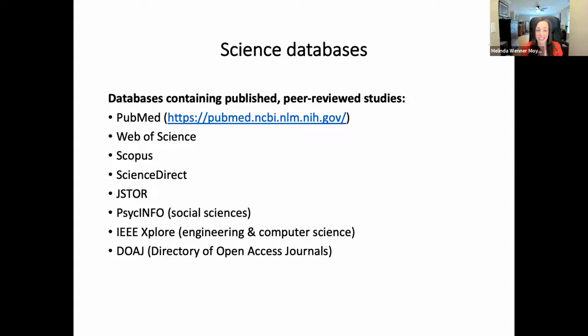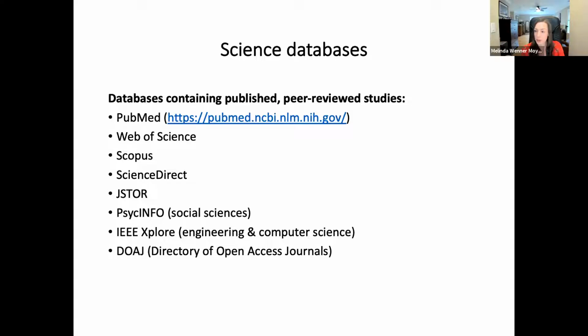Web of Science, Scopus, you can basically Google all of these and gain access to parts of the database. Even if you don't have institutional access, you might just be able to read the abstracts of the studies, but those abstracts will have the names of authors, the scientists involved, and then you can Google them and get their contact info. JSTOR PsycINFO is a really great science database for social sciences and psychology. IEEE Xplore, I actually don't use much.